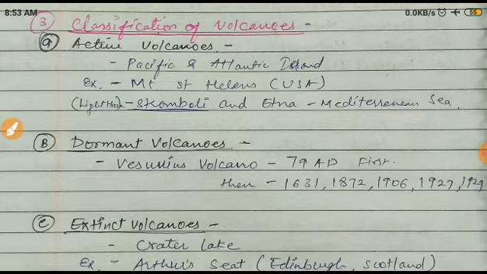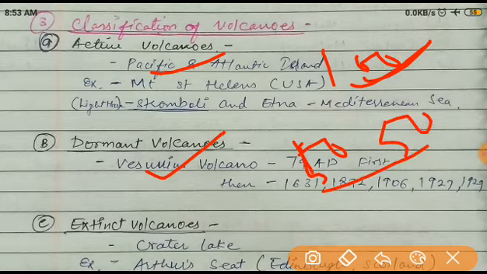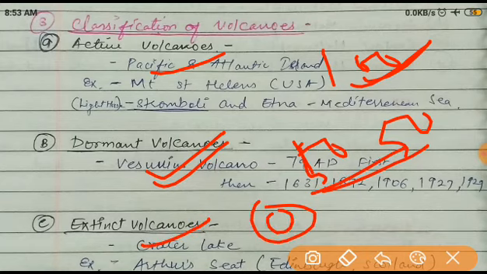Now I think it is not clear, so let me clarify. Active means 100%, it will definitely eject anytime. There is no assumption of whether it will eject or not; definitely 100% it will eject. Second one is the dormant: 50-50%. It means it can eject or it cannot. In the past it did, but we cannot say it will not eject, so there are 50-50% chances. And the extinct, 0%. It means it will never eject. It is completely asleep. We can also call it the sleeping volcano. Okay, so these are the three types of volcanoes.